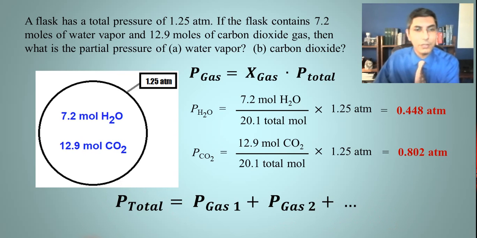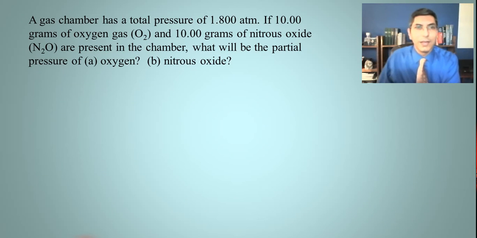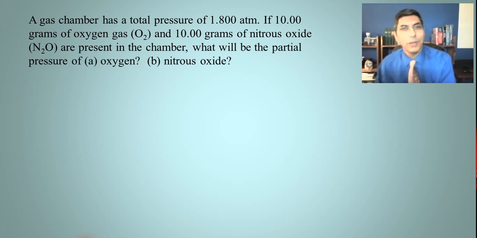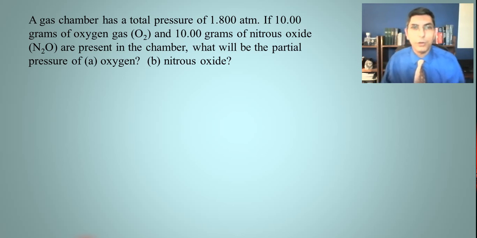Let's try an example that's a little bit more complex. Here we have a case where there's a gas chamber with a total pressure of 1.800 atmospheres. If 10 grams of oxygen gas and 10 grams of nitrous oxide, or N2O, are present in the chamber, what will be the partial pressure of oxygen and the partial pressure of nitrous oxide?